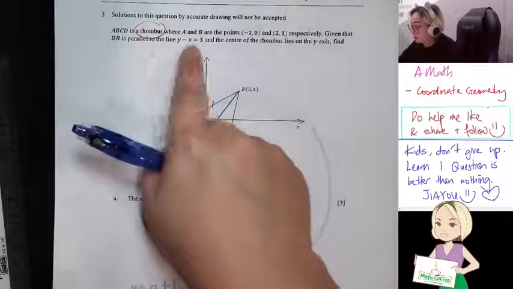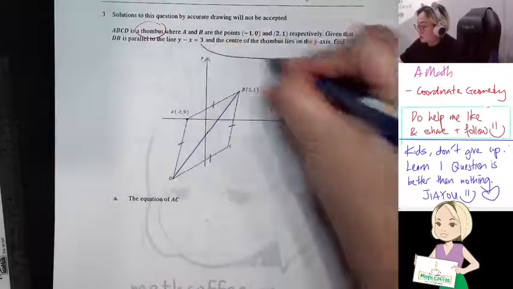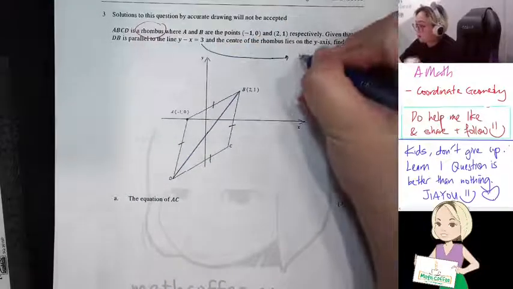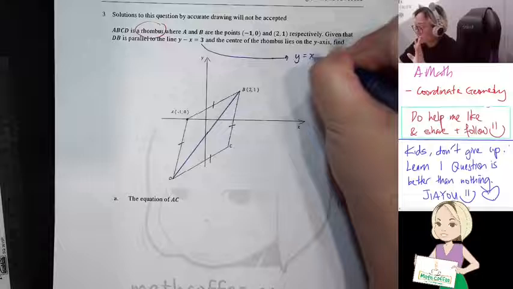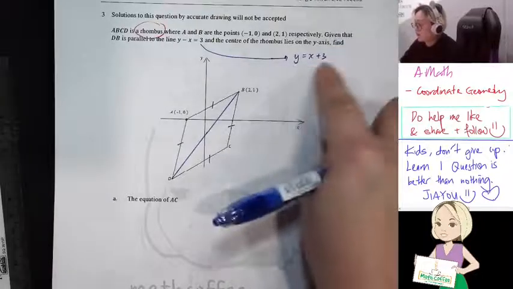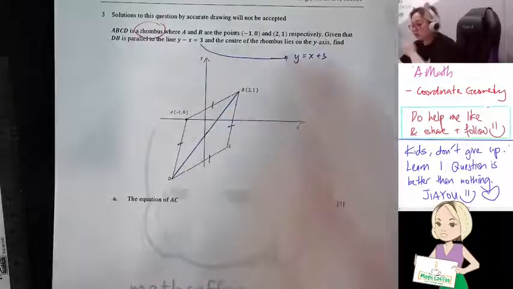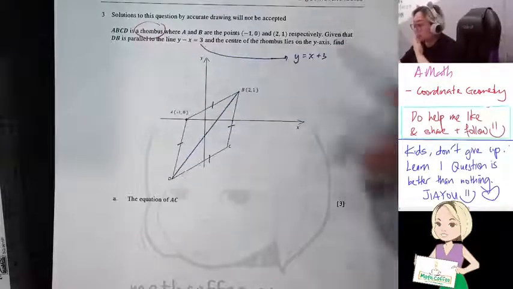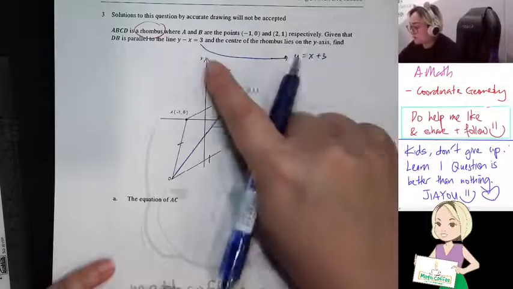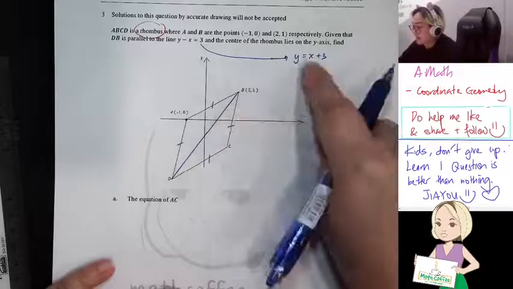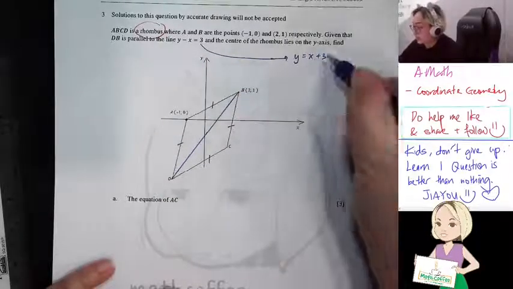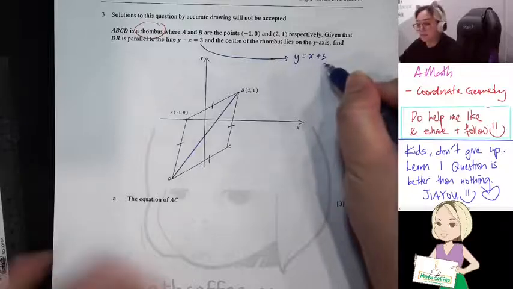Is parallel to this line. So this line, I need to shift it into y equals x plus 3, because with this, I can easily see that my gradient is 1. Understand? I can easily see that my gradient is 1. So they are saying that this line is parallel to this one. And I also see that my y-intercept is 3.